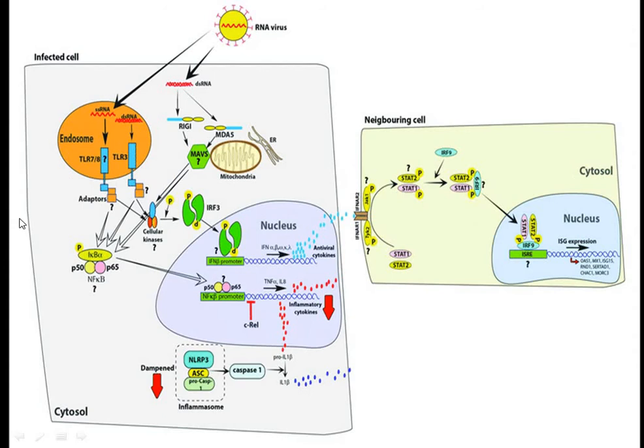Like this, toll-like receptors 7, 8 and 3 activate the adapter and cellular kinase. Mitochondrial antiviral signaling protein also activates the cellular kinase.